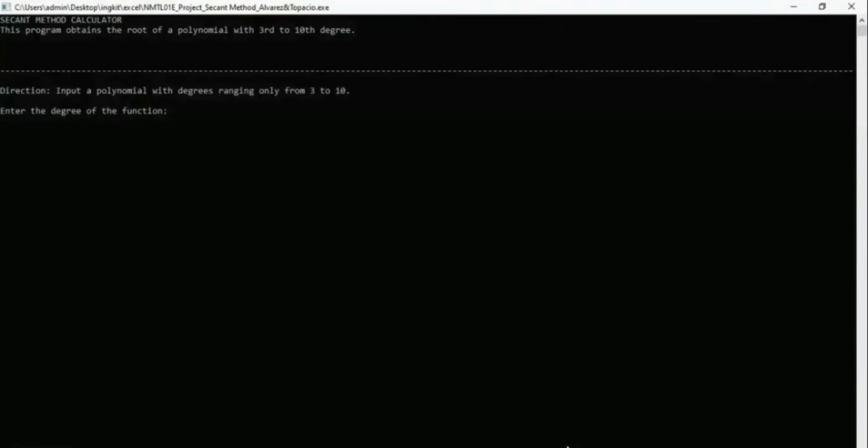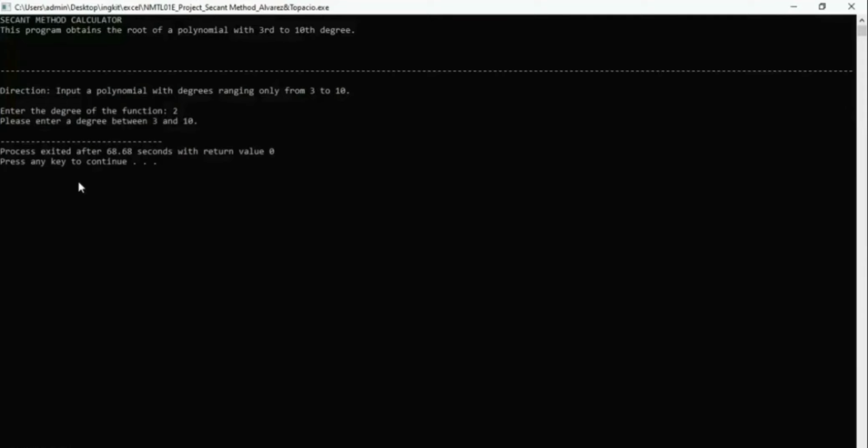Now, let's try what if we do not follow directions. For instance, I will put a degree which is not within the specified range. For example, I will put 2. And this is what happens. We are requested to please enter a degree between 3 and 10. Therefore, we are going to rerun this program.